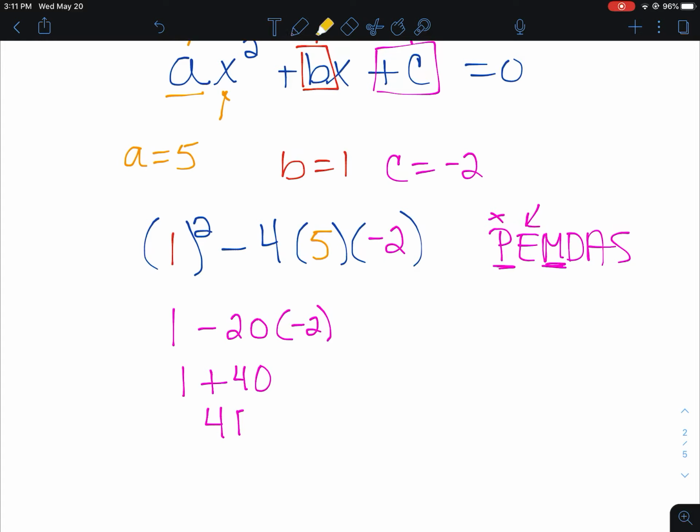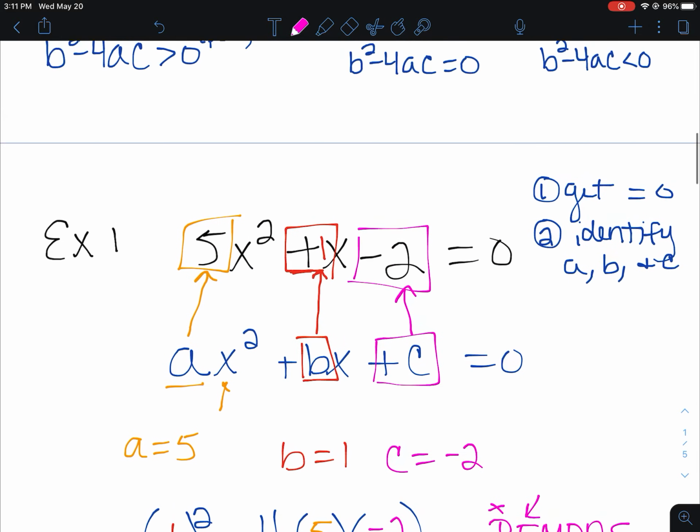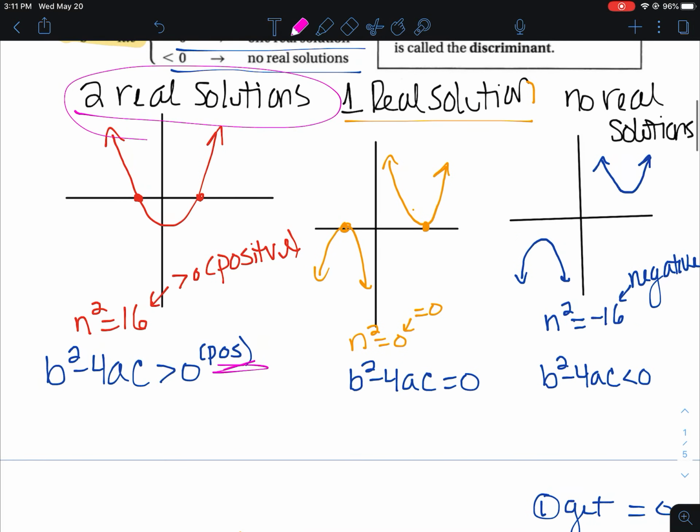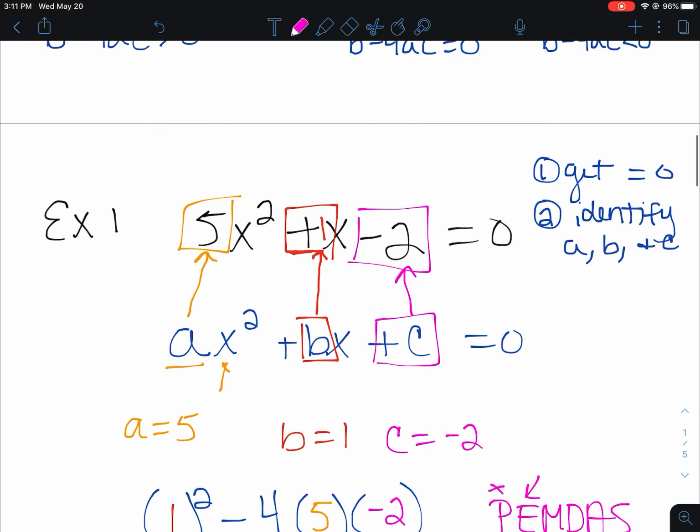So now our objective is to look at this number. This is your discriminant, okay? We want to decide, is this number positive, negative, or 0? Well, 41 is positive. So if I'm answering the question, how many real solutions do I have to this problem? If we get a positive answer, that tells me I have 2 real solutions, okay? When that value is positive, 2 real solutions. So it would be crossing the graph in 2 places.